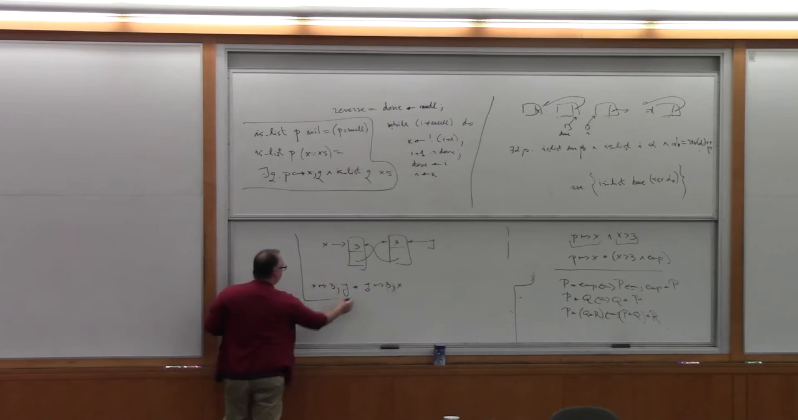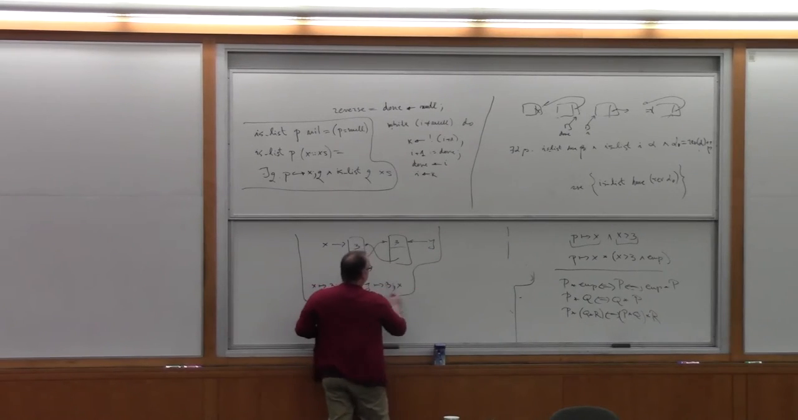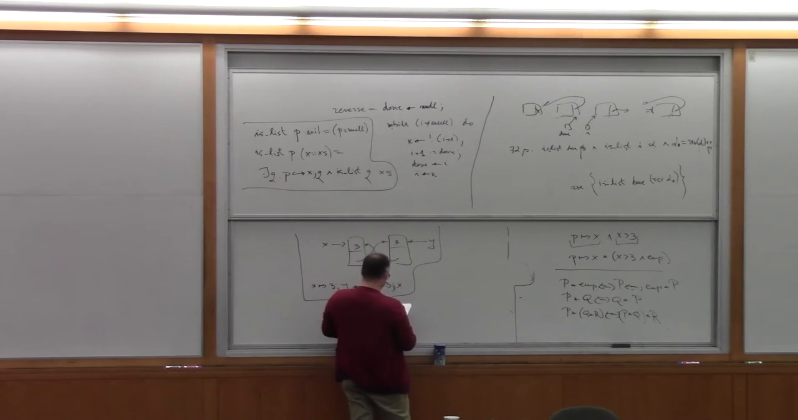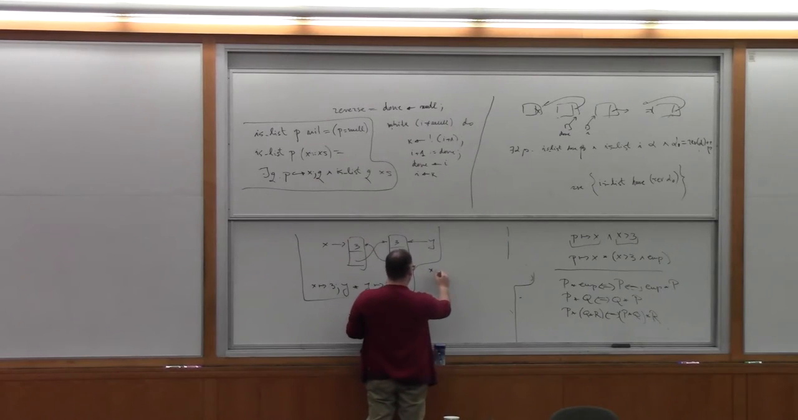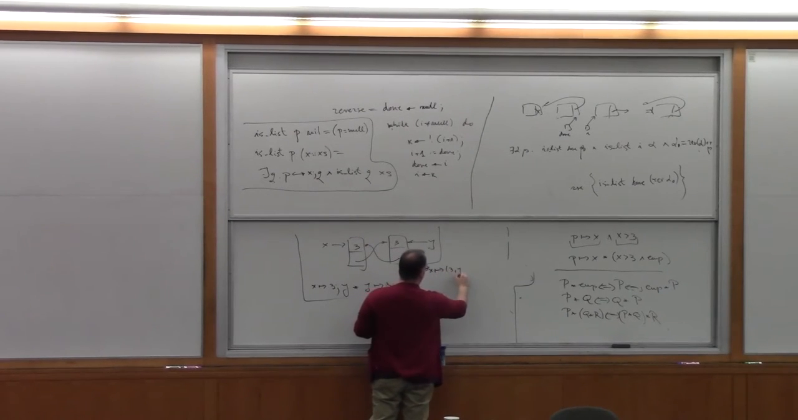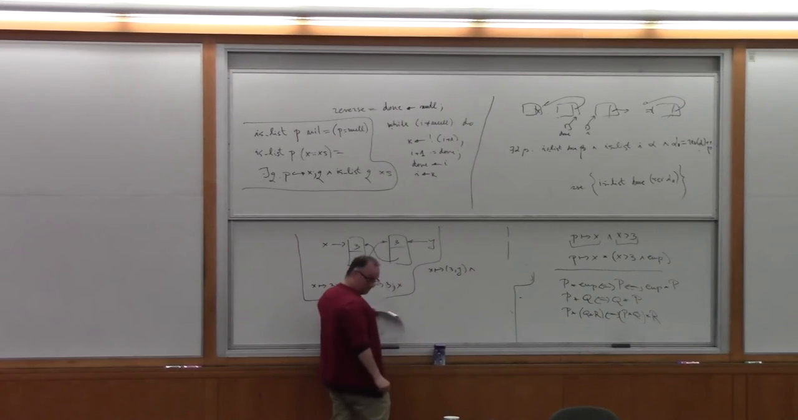Okay, can somebody tell me, if I wanted to define, let's see, what is the picture for the formula where instead of the star, I use ordinary conjunction?